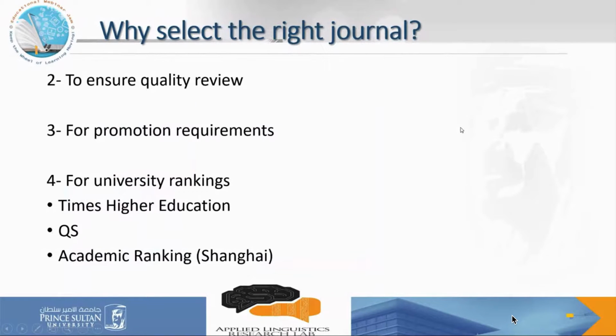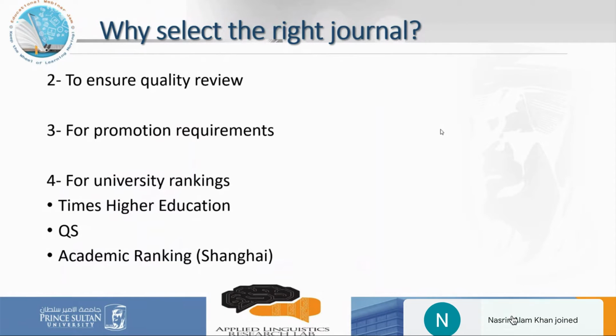Another reason why it is important to select the right journal is to ensure quality review. At the end of the day, when you write your paper, you definitely need the expert eye, somebody who is an expert in the field who will tell you how to improve your work. And this helps enhance the quality of your final publication. So you want to choose a journal that can really offer you this service.